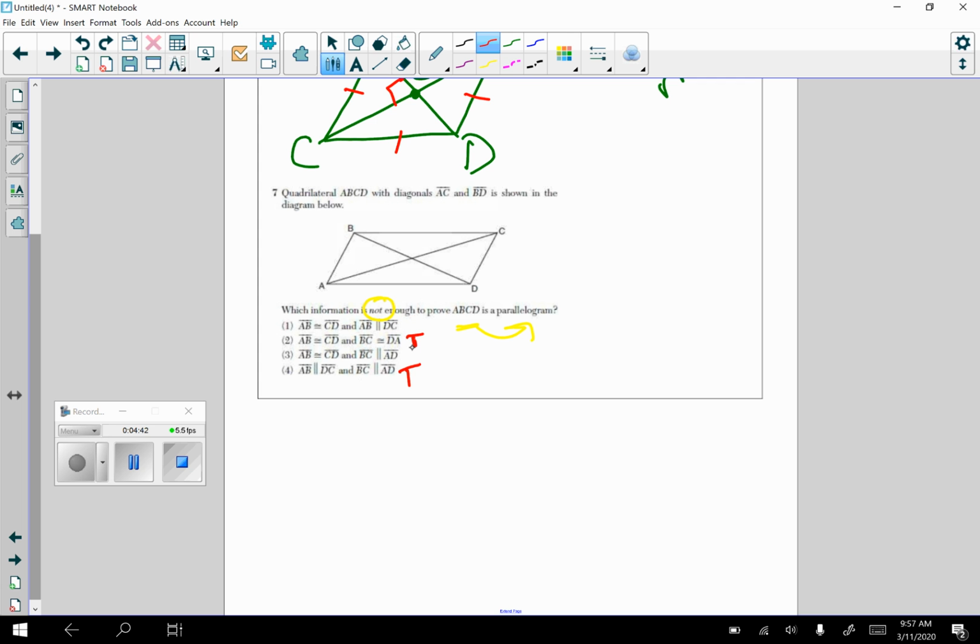Choice 1 says AB is congruent to CD and AB is parallel to DC. So this pair of sides is congruent and this same pair of sides is parallel. Well, even though it's not a property, it is a way to prove a quadrilateral is a parallelogram, so that's true. But in choice 3, we have a different pair of sides, congruent and parallel, AB and DC, but then they go to BC and AD. So our answer is choice 3.